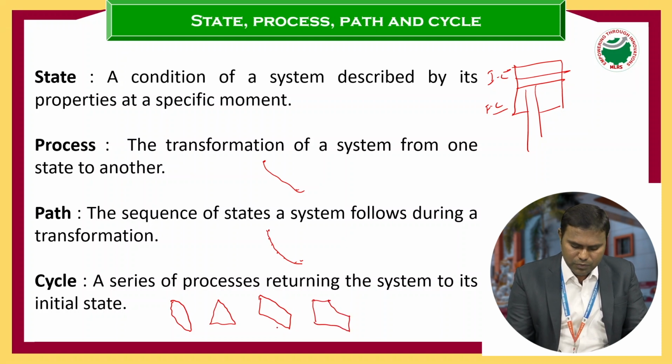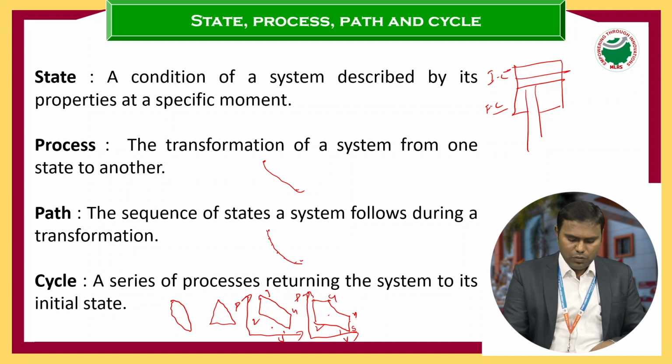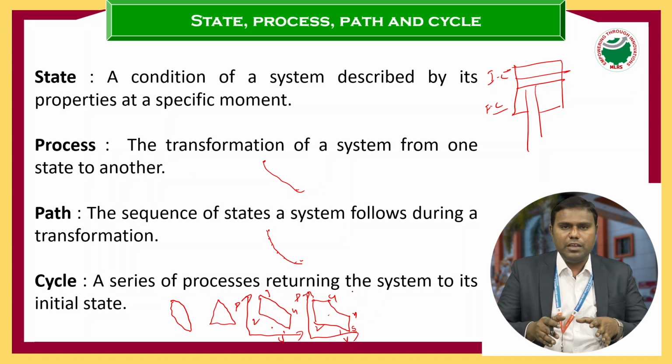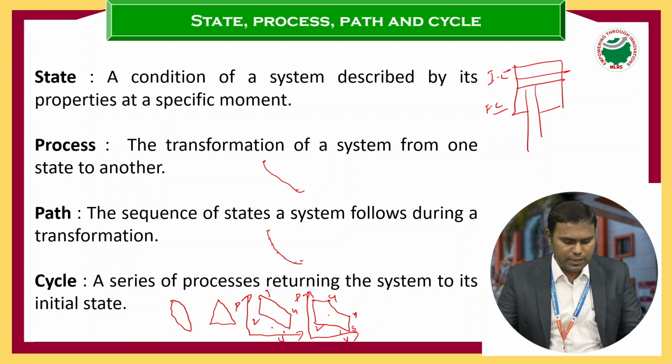So this is called the Otto cycle and this is called the diesel cycle. 1 to 2, 2 to 3 and 3 to 4. This is a PV diagram, and this is also a PV diagram: 1 to 2, 2 to 3, 3 to 4, 4 to 5 and 5 to 6. This is called the Otto cycle and this is called the diesel cycle. If the initial state and final state of a system are the same, that is called a thermodynamic cycle.